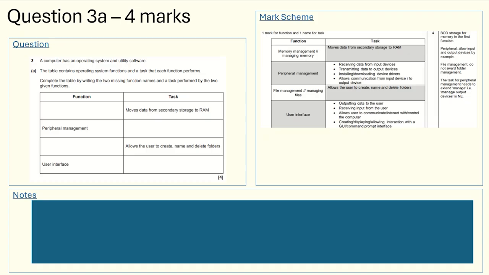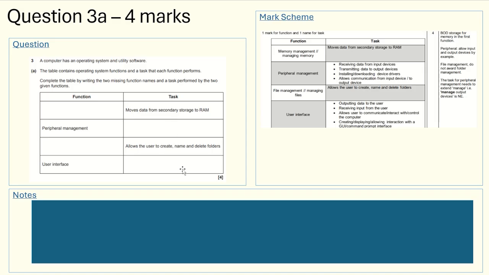And question 3A is worth 4 marks. This question is stating that a computer has an operating system and utility software. It gives us a table that contains operating system functions, and then it gives us the task of each of those functions. We need to complete the table by writing in the 2 missing functions on the left-hand side and the tasks performed by the 2 given functions here on the right-hand side.